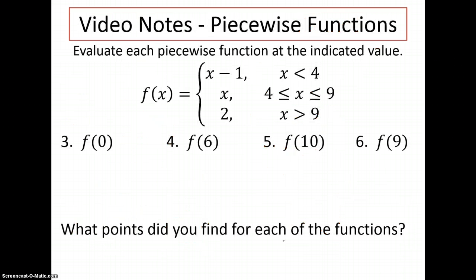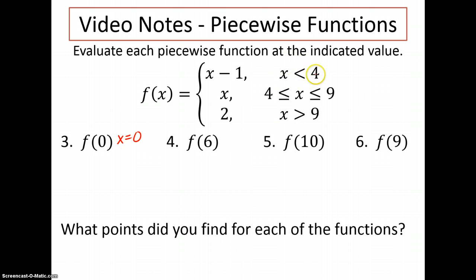So this is what a piecewise function looks like. All this means is those are those different pieces with different restrictions on x. Okay? So right now we're just going to evaluate. So f of 0, what does that mean? That means x equals 0. Well, if we look here, which of these is x equal to 0?